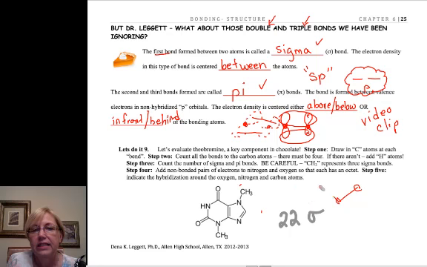Now, let's take a look at our pi bonds. For our pi bonds, we count just the second bond.